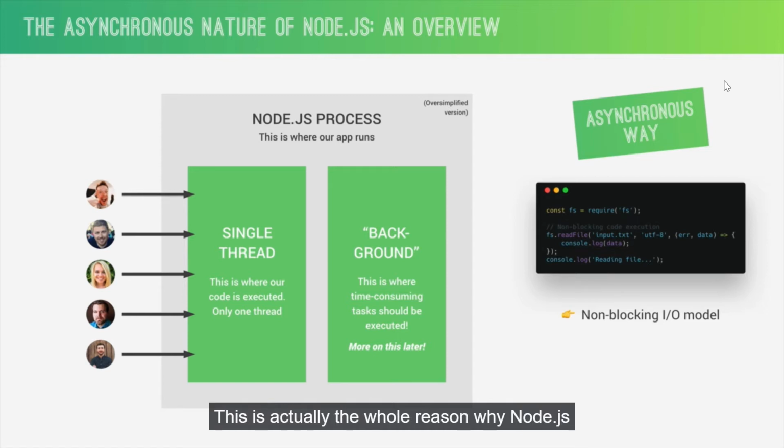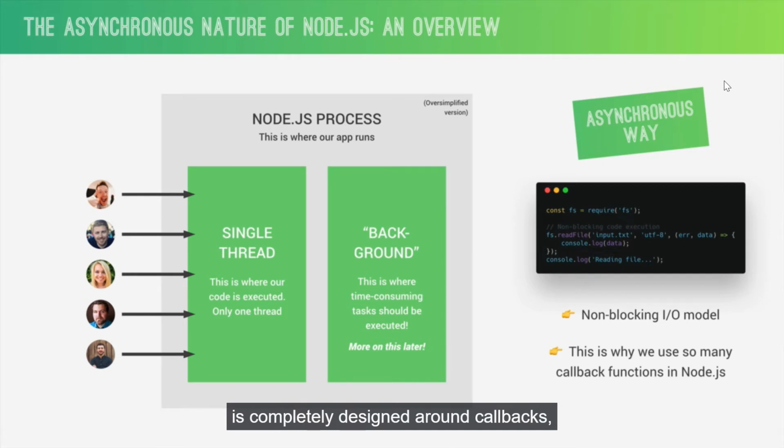This is actually the whole reason why Node.js is completely designed around callbacks, as you will see throughout the course. In other programming languages like PHP, it works very differently, because you get basically one new thread for each new user, which is a completely different paradigm. But the creator of Node.js found this model to be the best solution for building highly performant and scalable web applications.